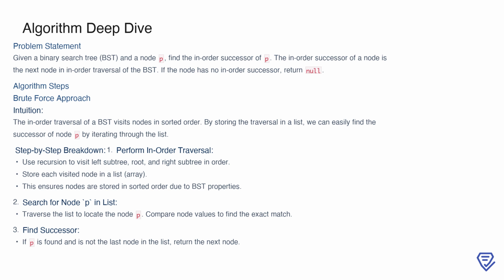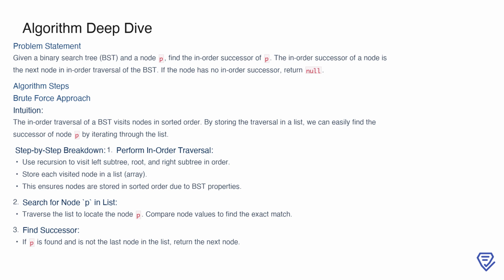The intuition here is to take advantage of the properties of in-order traversal, which visits nodes in sorted order for a BST. First, we perform an in-order traversal using recursion. This involves visiting the left subtree, then the root, and finally the right subtree, while storing each visited node in a list. Given that the nodes are stored in sorted order, the next step is to locate the given node P by iterating through the list and comparing values to find a match.